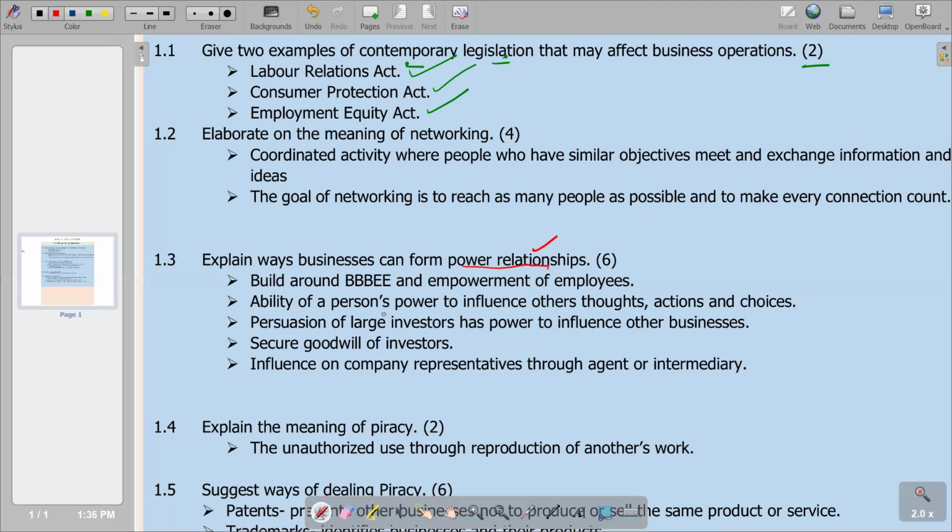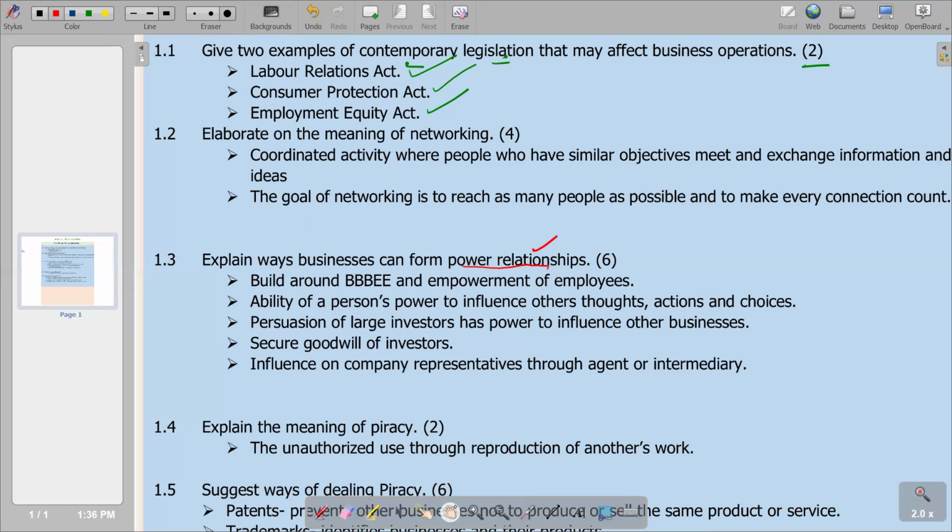The second point is saying ability of a person's power to influence others' thoughts, actions, and choices, exactly like what we're explaining. Then the third point, persuasion of large investors, his power to influence other businesses. Then the next point, secure goodwill of investors. Last point, influence on company representative through agent or intermediary. So this is the response that we have.